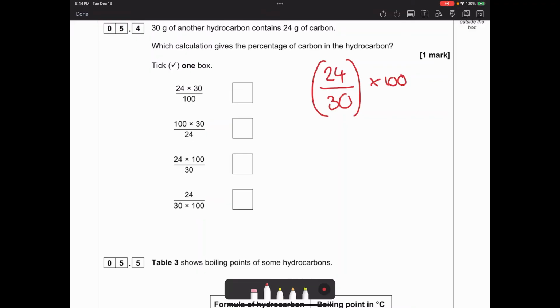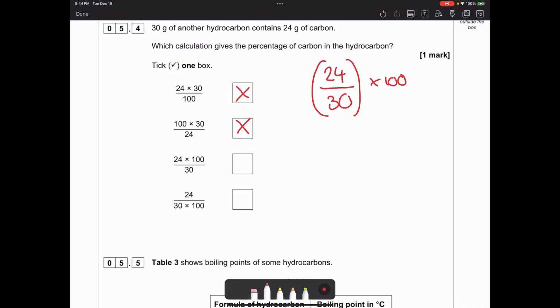Well, the first one, 24 times 30, no, that's not correct. Second one, you've got 100 times 30, and then divided by 24. That doesn't seem to be the right way. The third one, well, I've got 24 over 30, and that is times by 100. Potentially, just double check the bottom one.